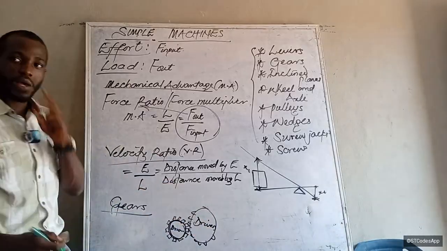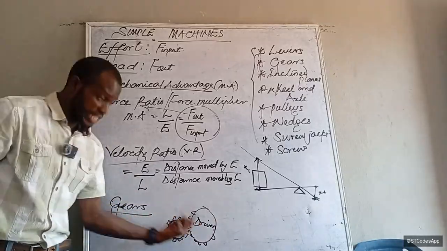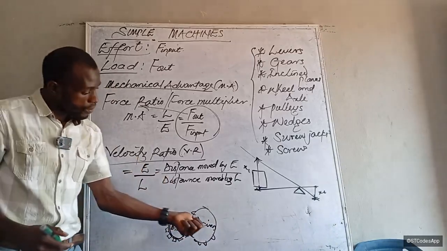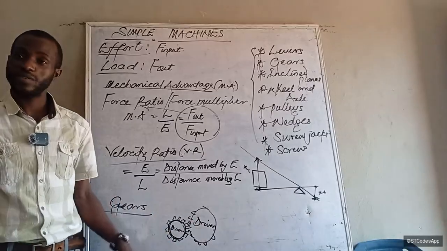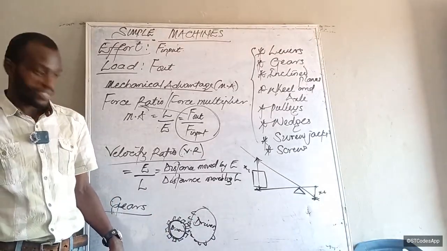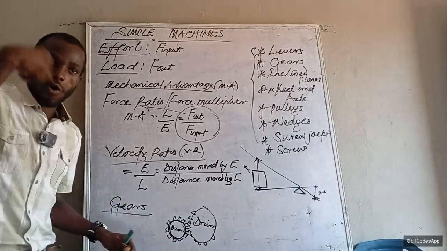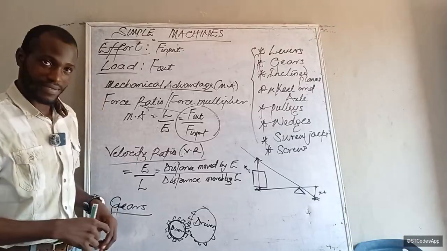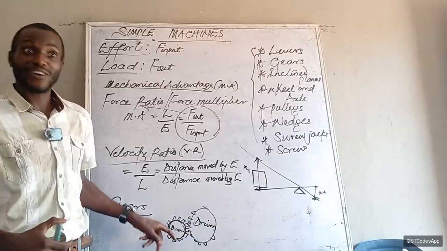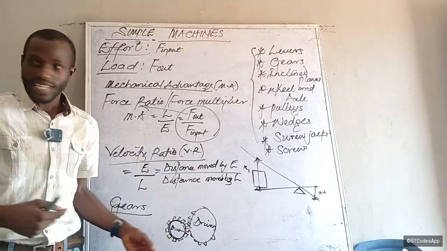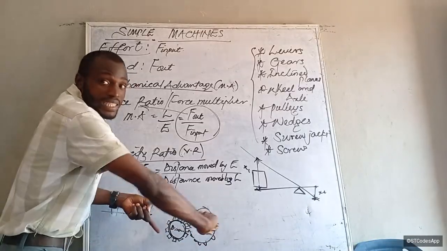Now let me ask you, because you notice that the diameters are different, right? Or the radius is different. Which one will move more than the other? Is it this one or this one? Which one will undergo more cycles? The driving? Yes, because it's smaller. Do you understand? As this one is moving, this one will have completed a circle before this one completes the circle.